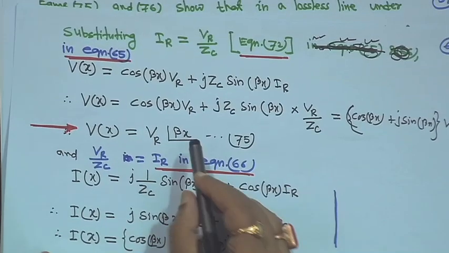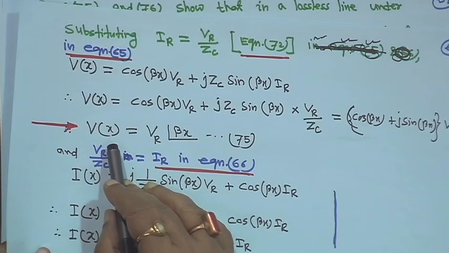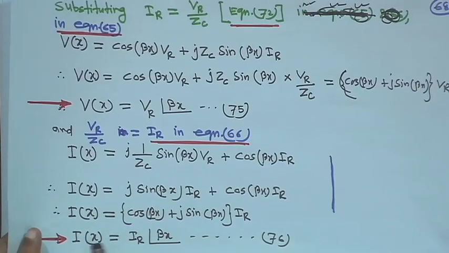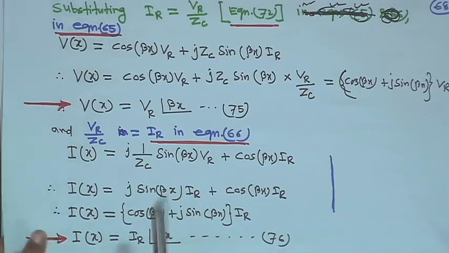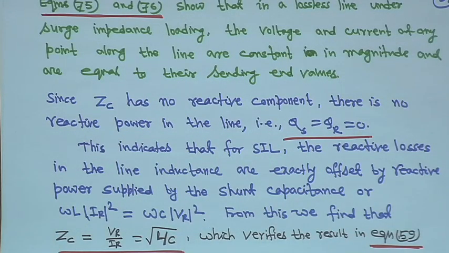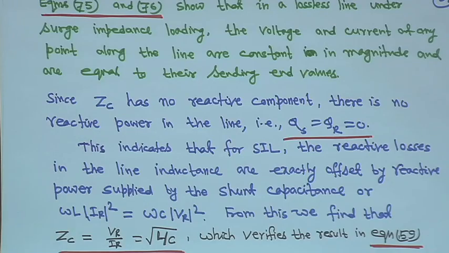If you put x is equal to L, then Vs is equal to VR angle beta L, and Is is equal to IR angle beta L, and in magnitude they are equal to their sending end values. Since Zc has no reactive component, we have seen that Zc is equal to root over L by C. So there is no reactive component, that means in the line Qs is equal to Qr is equal to 0 under this condition.